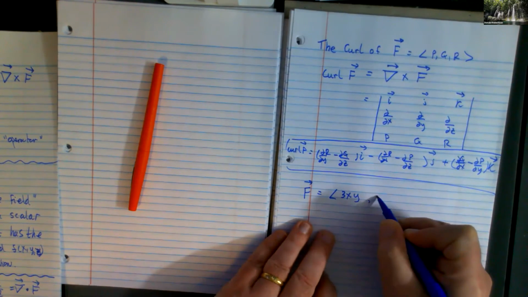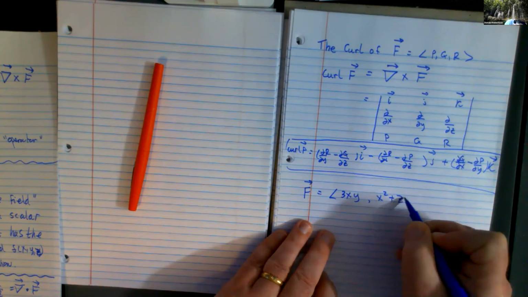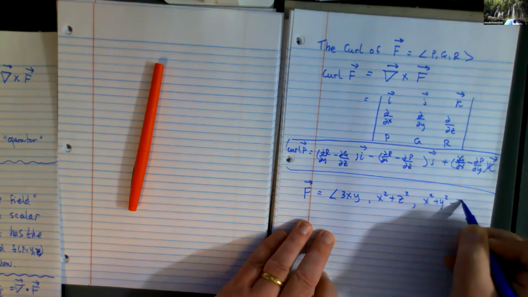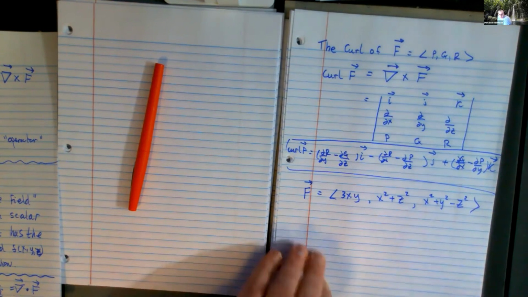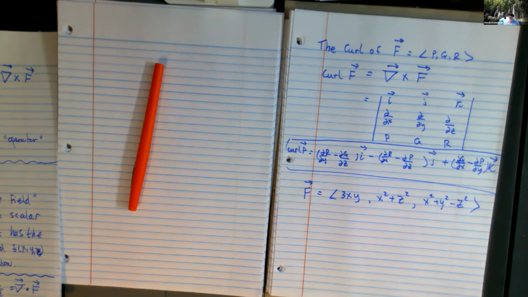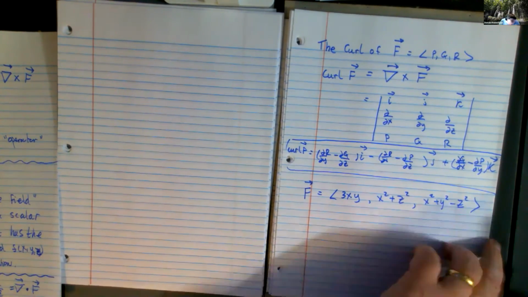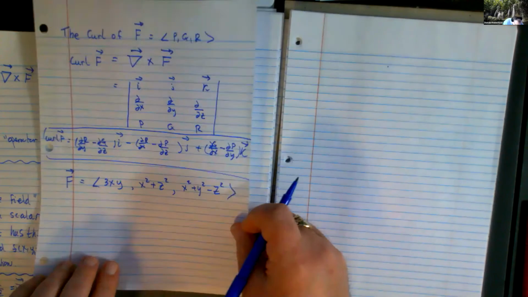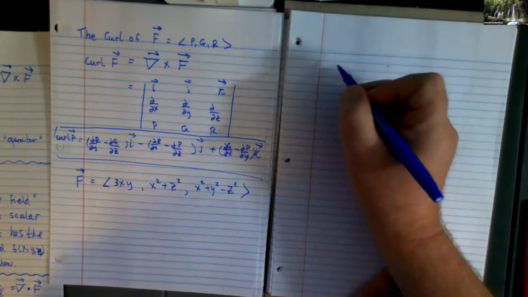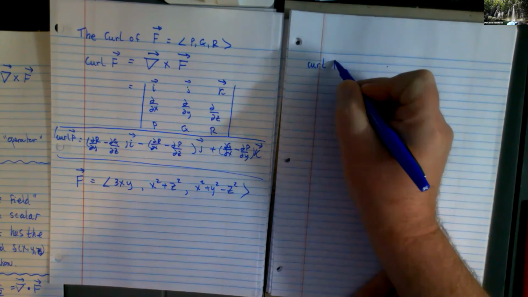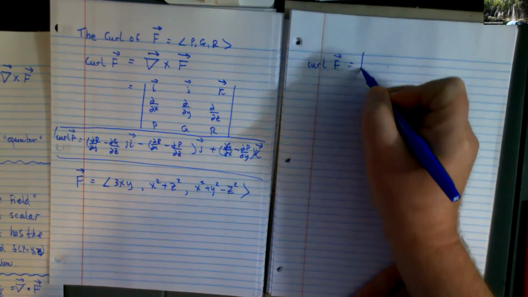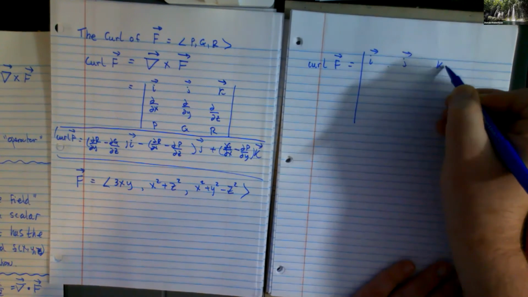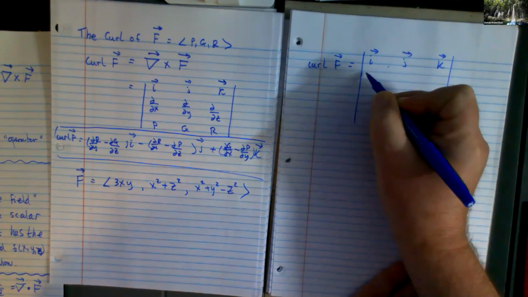3xy, x squared plus z squared, x squared plus y squared, take away z squared. And I would like to find the curl of that guy. So the curl of this vector field is going to be i, j, k. My operator.